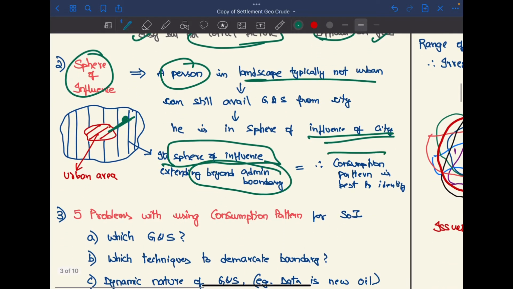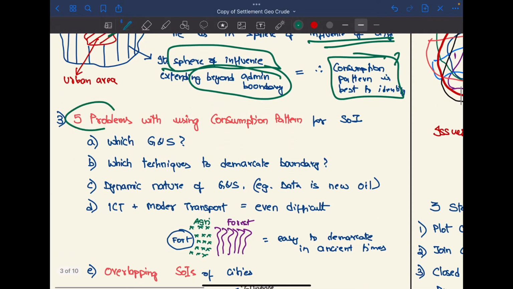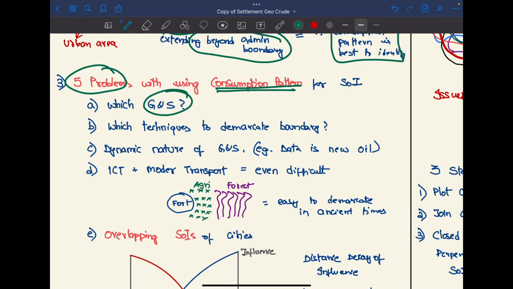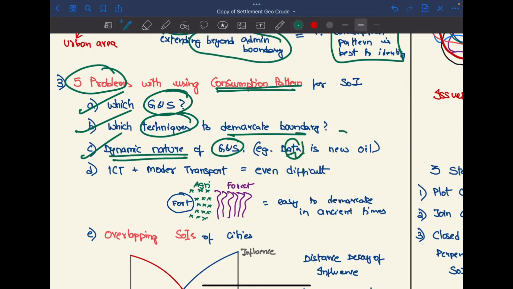So consumption pattern is the best thing to identify the sphere of influence, but there are five problems with using the consumption pattern. First of all, which goods and services to select, and what techniques to use to demarcate the boundary. Next, the goods and services are of dynamic nature. For example, in the 1990s, no one used to consume data. Now the people who consume more data are said to be more urban.